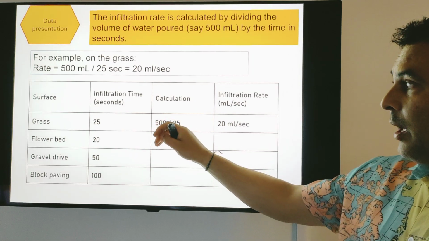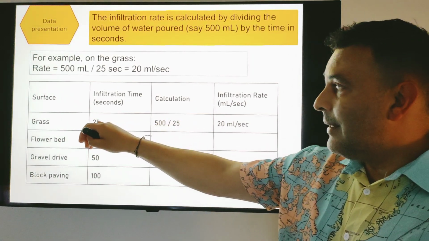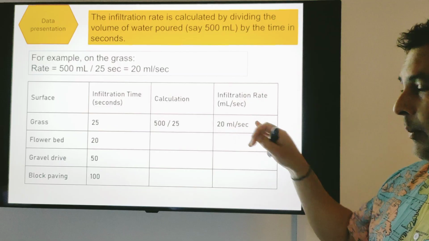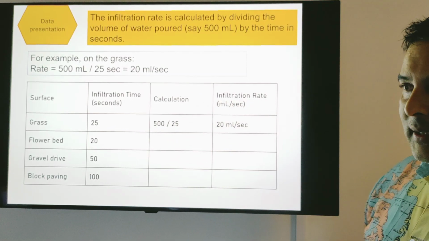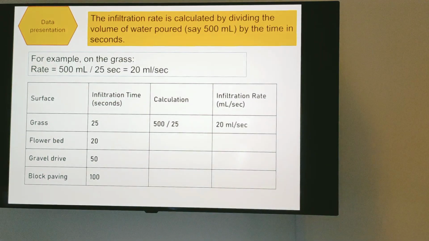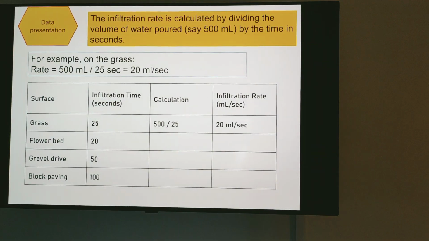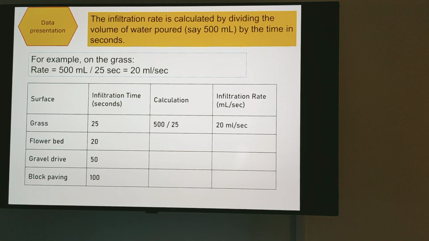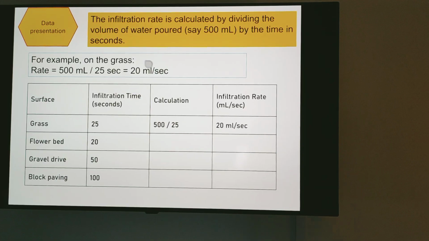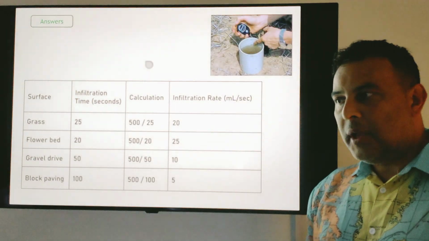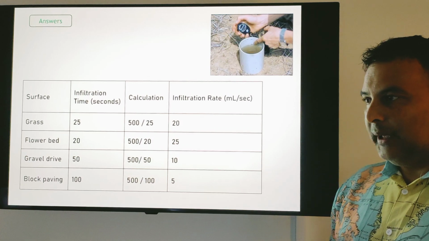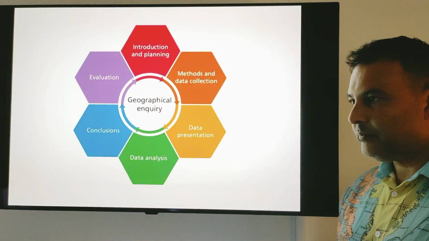So it's 500 millilitres divided by the seconds, and that will give you millilitres per second. So pause the video now and complete this table. That was easy. Okay, so your table should look a little bit like that.